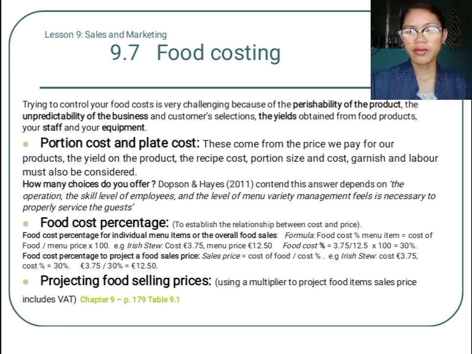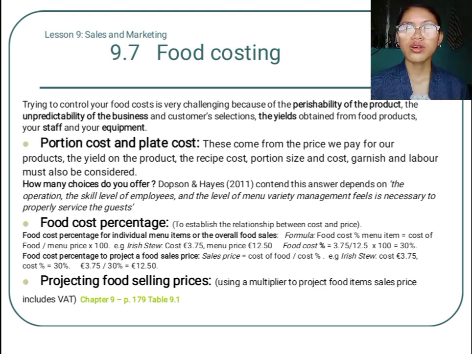So there is a formula. Food cost percentage for menu items equals the cost of food divided by the menu price times 100. So ang kaning 100 is standard na ni siya. So for example, the Irish stew, it costs $3.75. Then the menu price is $12.50. So to get the percentage, only divide the cost, which is $3.75, by the menu price, which is $12.50. Then multiply by 100, which is standard na. Then the answer is the percentage of the food sales.